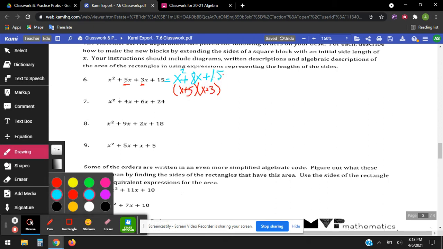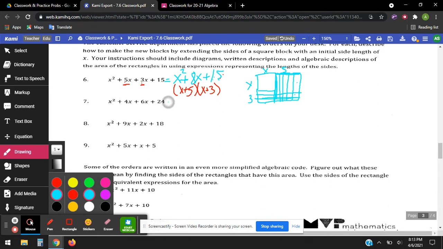So our diagram should be one side is x plus 5. I'm better doing this side long. And one side should be x plus 3. 1, 2, 3, 4, 5. Okay, so this shows that I have x and 3, x and 5, and I end up with 8 x's and 15 little squares. All right, so let's try number 7.